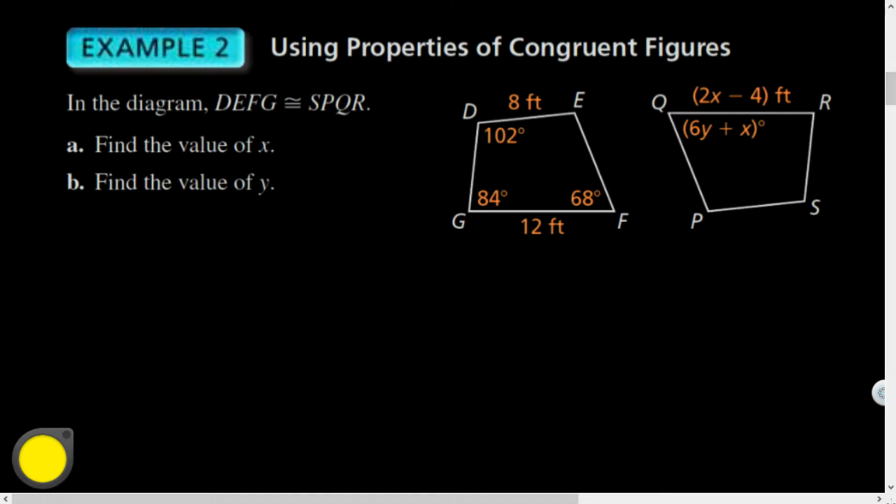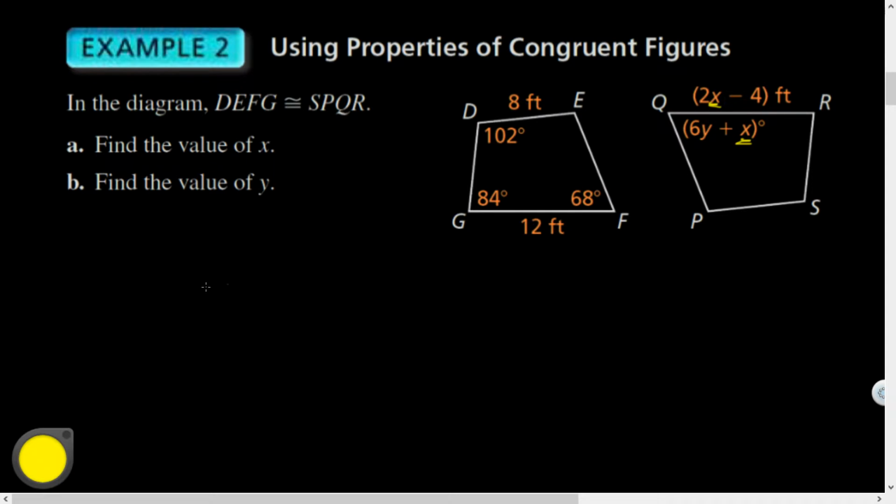So let's see here. Using properties of congruent figures. In the diagram, this quadrilateral, it looks like just no particular type. DEFG is congruent to SPQR. Find the value of X. Here's an X right there, and there's another X right there. Now, wait a minute. What is going on? This one relates an angle, and this one relates a side length in feet. Yeah, degrees and feet. That's how I knew those units were not the same.